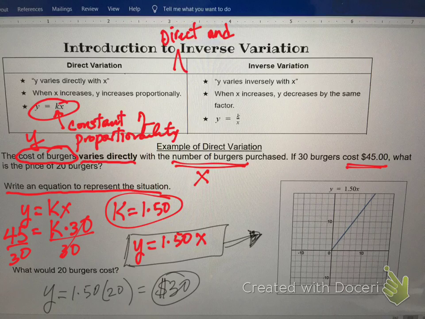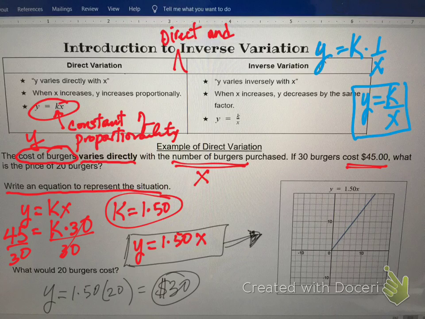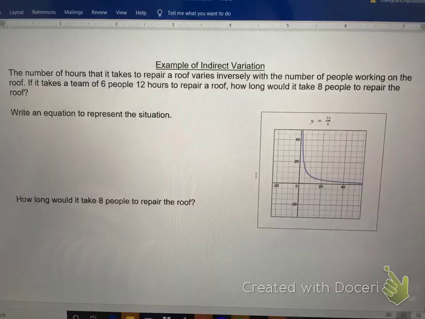For the inverse variation, y varies, and let me use a different color. Y varies, so I have my constant of proportionality k, so it varies inversely with x. So instead of times x, I would be times 1 over x. So k times 1 is k, so that's how I get y is equal to k over x. So it varies inversely with x, not directly with x. Notice we have the inverse of x, 1 over x.